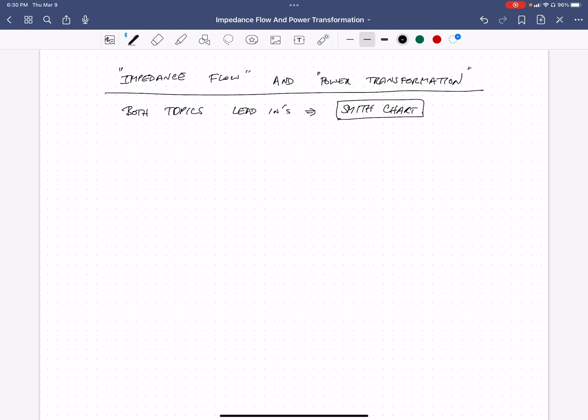I don't know if some of you may have heard about the Smith chart. It's a very popular, important tool in transmission line, radio frequency, and microwave design, as a way to look at how impedances change as a function of frequency in your design. So these are lead-ins to that lecture, which will be coming in one or two lectures from now. So let's look at these things.